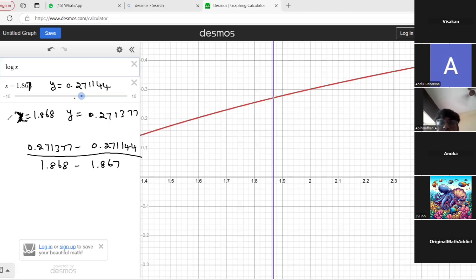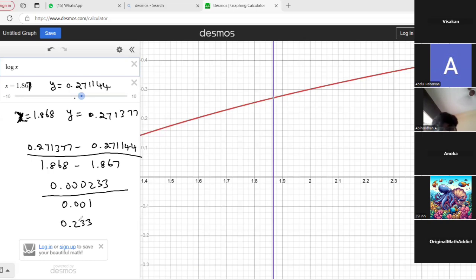So 0.271377 minus 0.271144. That is giving me 0.000233, divided by this 1.868 minus 1.867. So that's going to give me 0.001. Okay, so when I divide 0.000233 by 0.001, I'm getting an answer like 0.233.